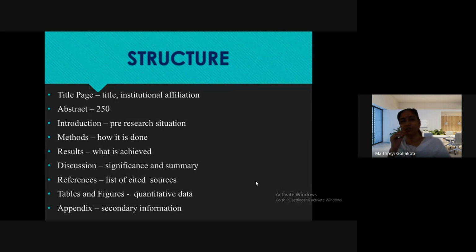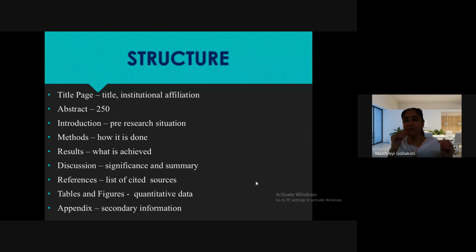Okay. Next is introduction. The introduction will give knowledge about the pre-research situation, how it was before your research, what aspects you have taken care of, and how you have conducted the process. That will come under introduction. Now methods. In methods, you will write exactly what surveys you have conducted, and, of course, if it is science, what experiments you have conducted, how much time it took, and what ways you have worked through.